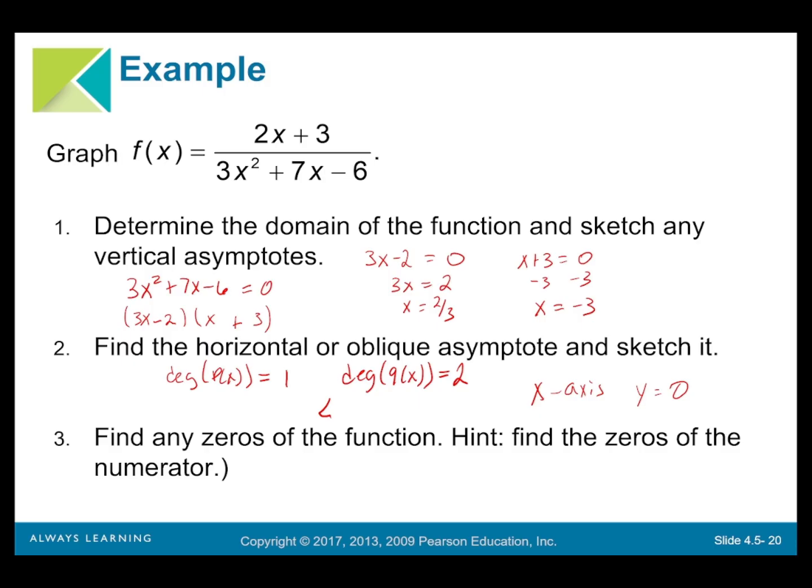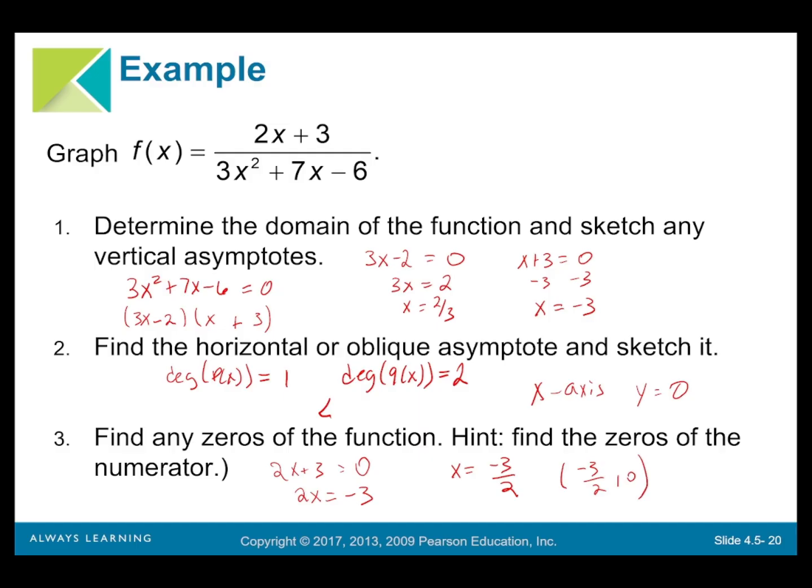Now find any zeros of the function. Hint, find the zeros of the numerator. So we want to look at 2x plus 3 equals 0. We subtract 3 from both sides and get 2x equals negative 3, and so x equals negative 3 halves. That's one of our zeros, negative 3 halves, comma 0.